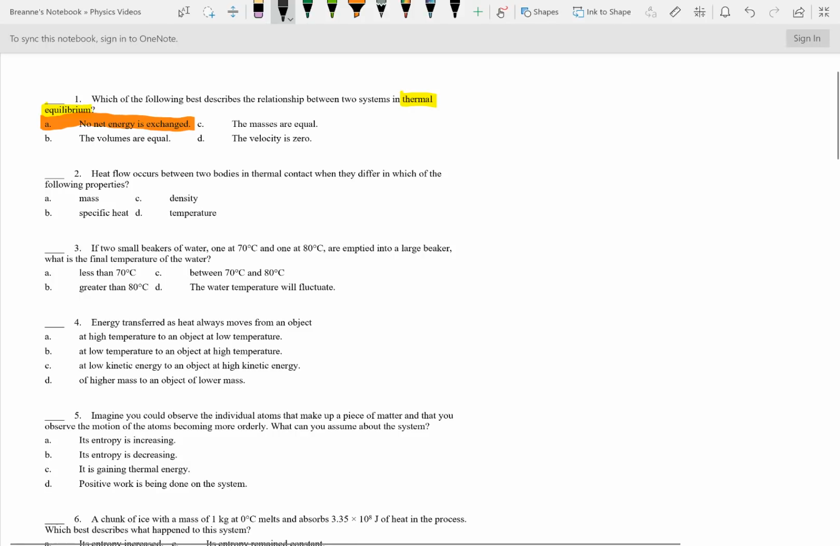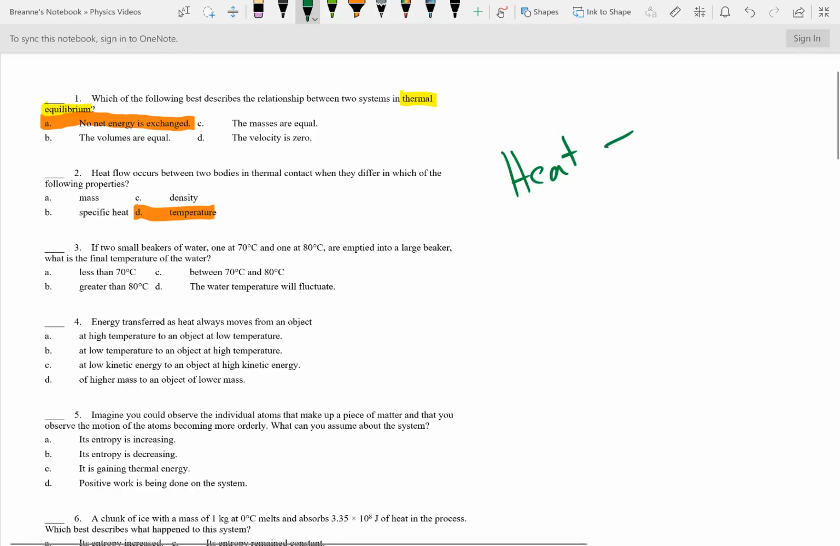Number 2, heat flow occurs between two bodies in thermal contact when they differ in which of the following properties? So basically breaking that down, when does heat flow occur? Again, going back to what happens for energy, because heat is energy, for energy to transfer. And again, going back to that 0th law of thermodynamics, if there's a change in temperature, you're going to have that energy transfer. Energy likes going from hot to cold. But remember, there's no such thing as cold. It's just lack of heat. But energy wants to go from hot to cold.